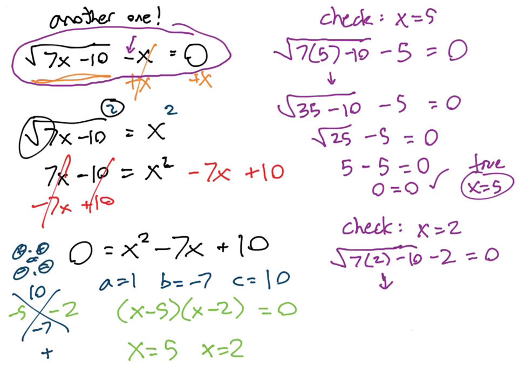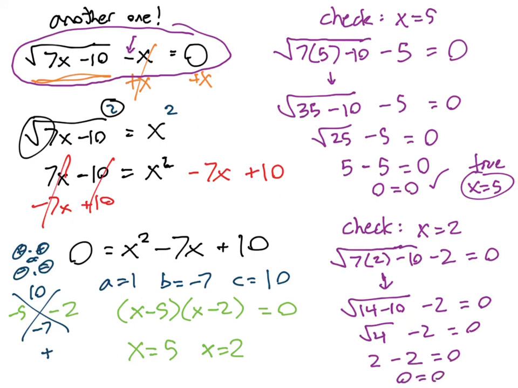Inside our square root, we've got 14 minus 10, which is 4. Square root of 4 is 2. And 2 minus 2 does equal 0. So we get 0 is equal to 0. And that means that this answer is also a valid, not extraneous solution.